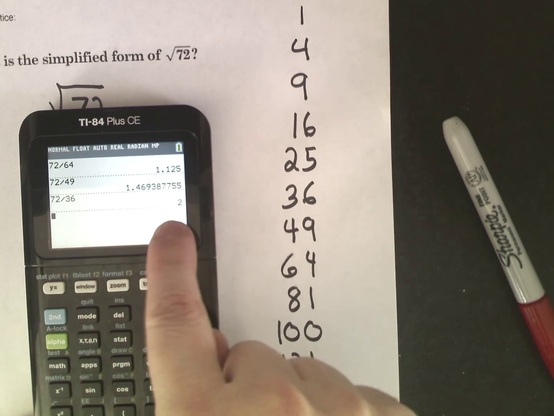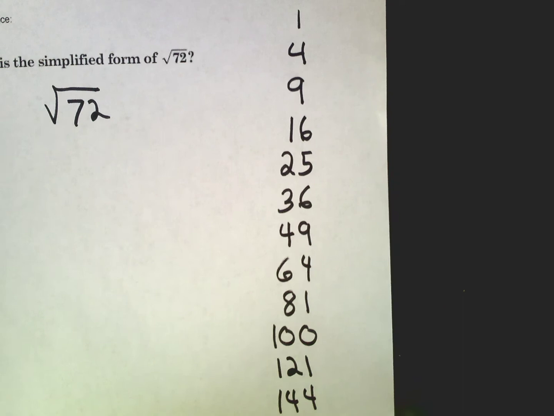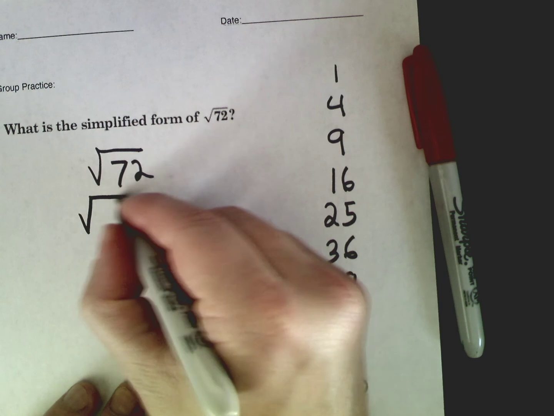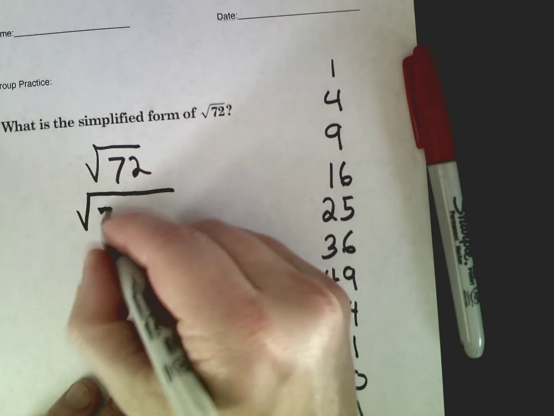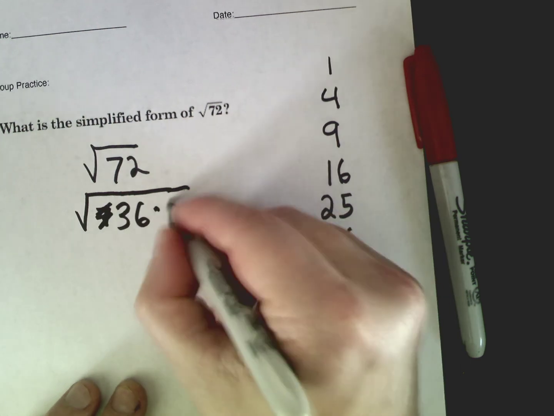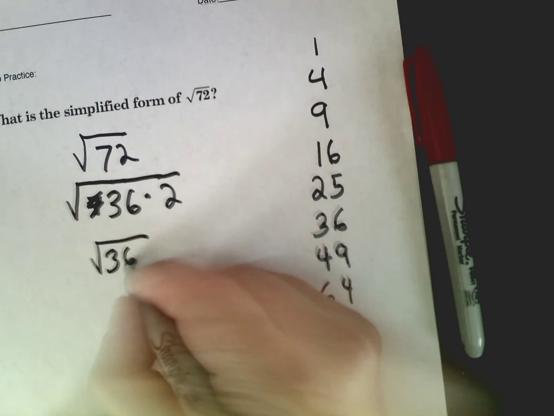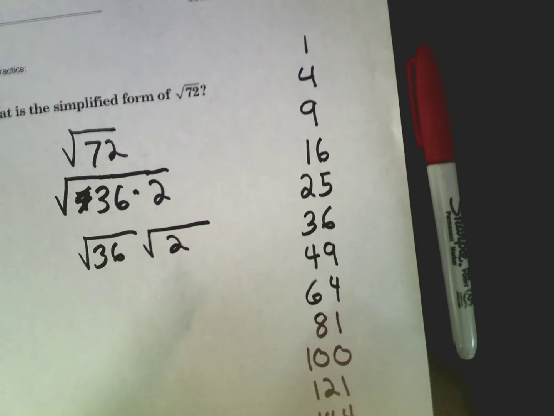I divided by 64, 49, 36, and at 36 it stops. 36 times 2 is equal to 72. It's one of my perfect squares. So square root of 72 is really the square root of 36 times the square root of 2. Well, I can do the square root of 36. That's a perfect square. This number is square root of 2.